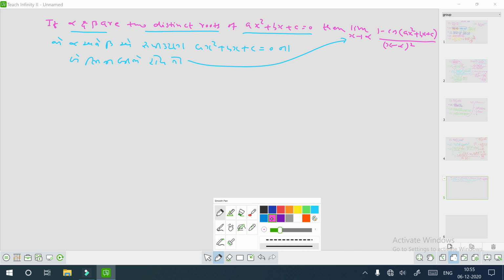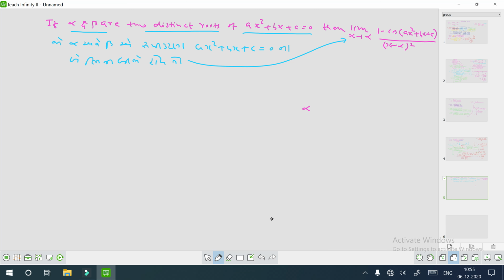See, we know that in lower standard we already known that if alpha and beta are roots of this equation, ax square plus bx plus c is equal to 0, then sum of two roots is equal to minus b by a and product of two roots is equal to c by a. Here it is given quadratic equation. It remains quadratic equation only when leading coefficient is not equal to 0.